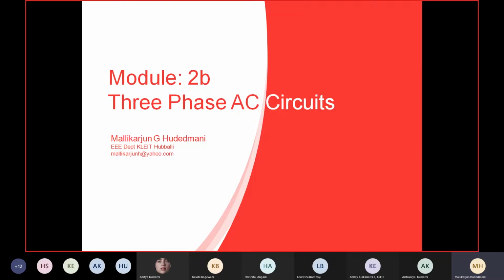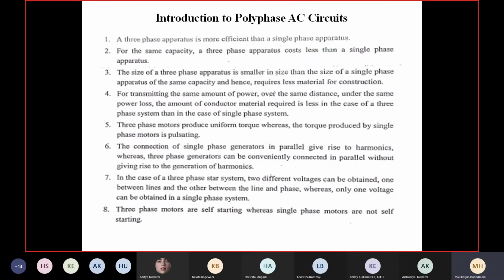So, we are studying the three phase AC circuits, the concept of generation, advantages, configuration, measurement of power and some numerical problems associated with that. It is a very interesting chapter, a very short duration chapter. We can complete it in the time which is allocated to this. Yes. Introduction to polyphase AC circuits.